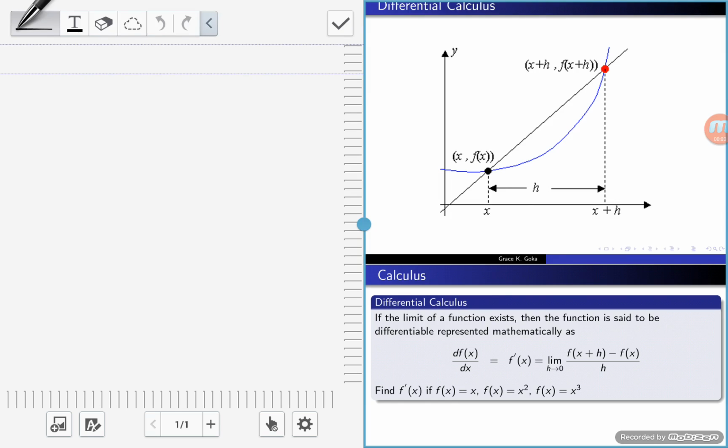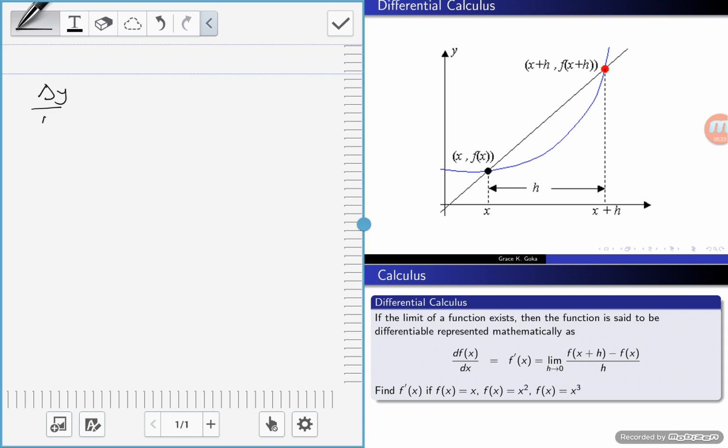Hello class. From last week, that is from our previous lecture, we were able to deduce that if we have a graph, which is the one given on the right pane, and we introduce a small disturbance h in the x direction, then the slope of the curve or the slope of our graph, which is change in y over change in x, is equal to y2 minus y1 all over x2 minus x1.